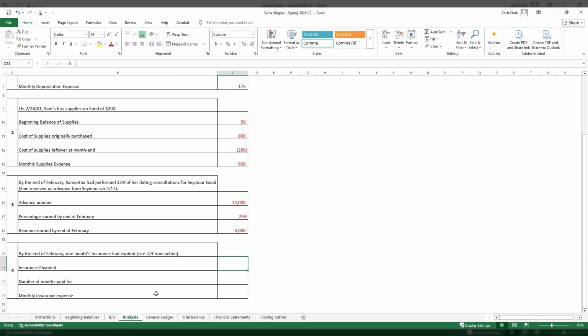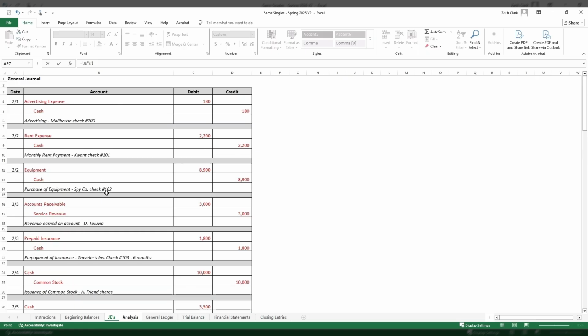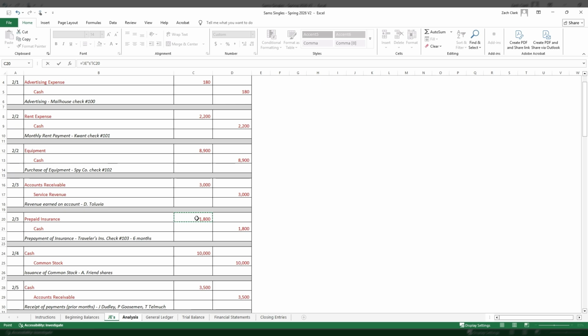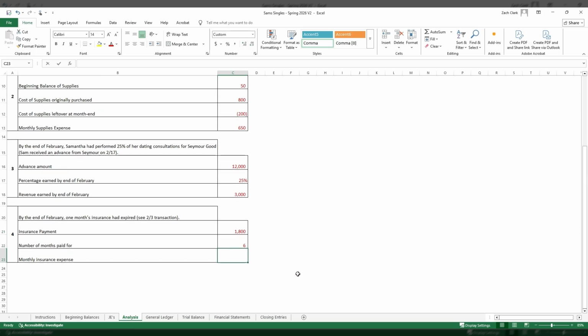Okay, we're coming to the end here. Our final adjusting entry. As I mentioned before, when we were doing the initial journal entry, we made a payment for insurance, prepaid insurance. So let's go back and find that journal entry. Prepaid insurance. So we prepaid $1,800. We paid for 6 months. That covers 6 months. And we used up 1 month here in February.